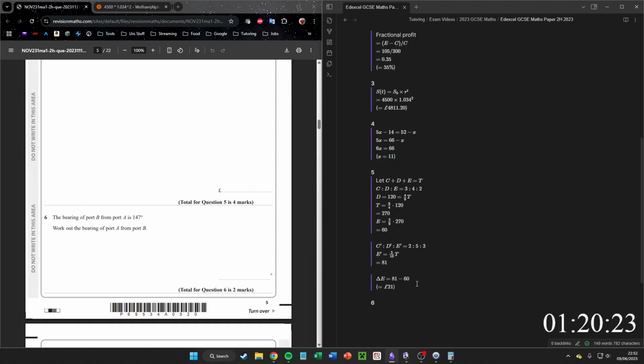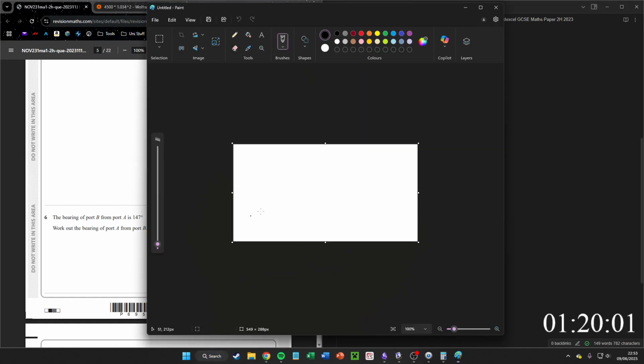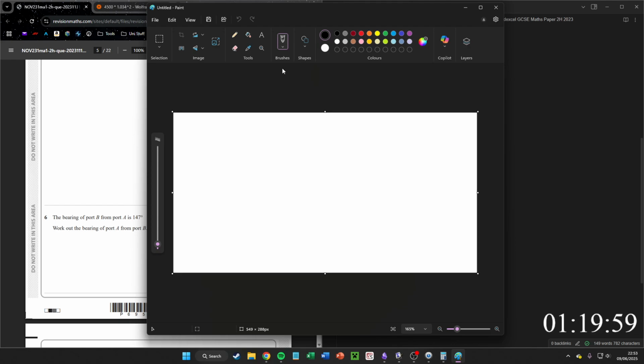So, bearings, if I remember correctly, are from the north. You then go clockwise in terms of where you go. So the bearing of port B from port A is 147 degrees. So I think it's probably best to just sort of think of a quick diagram. This is obviously something very available to you in an exam.